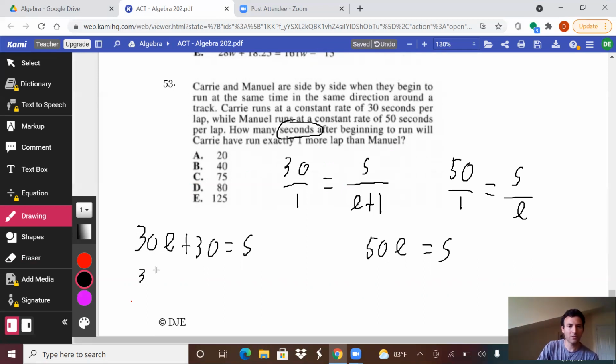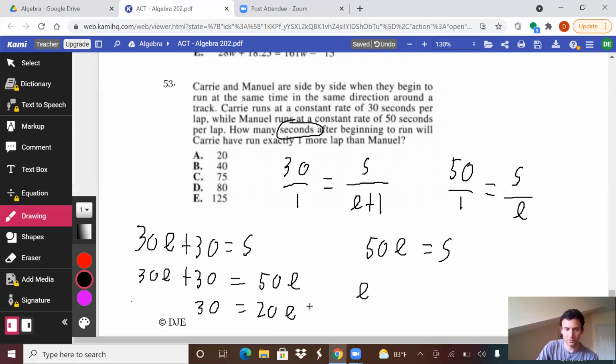So 30L plus 30 equals 50L. So real fast, what we know is that 30 is equal to 20L. So we know that the number of laps here is going to be 1.5. So L is going to equal 1.5, 30 divided by 20.